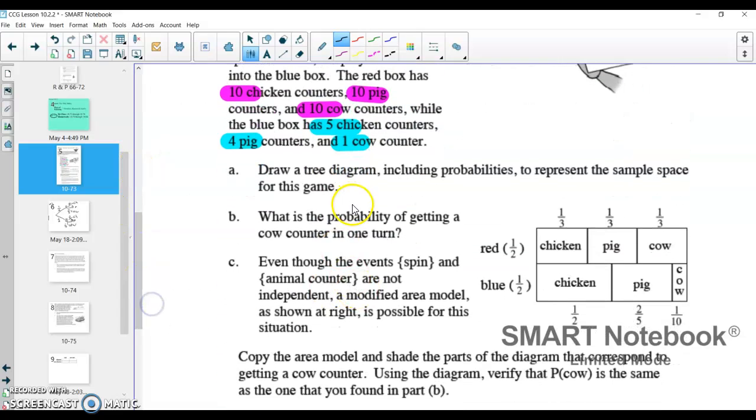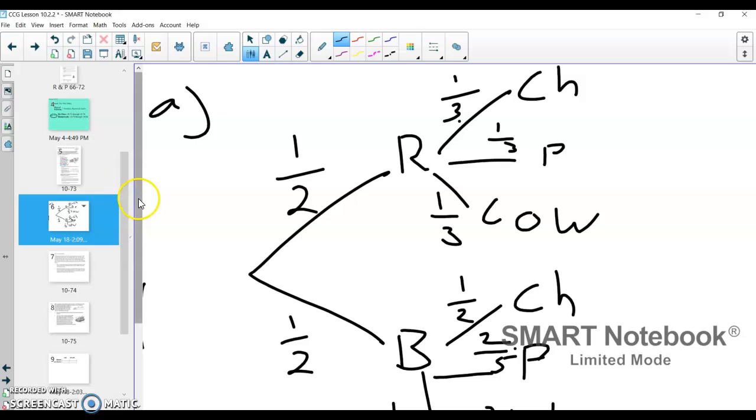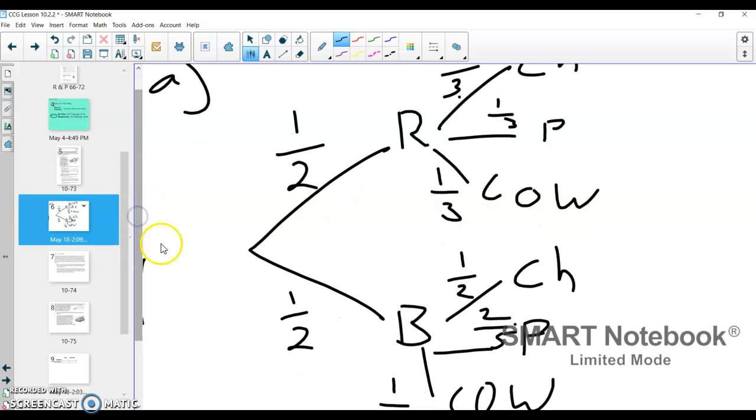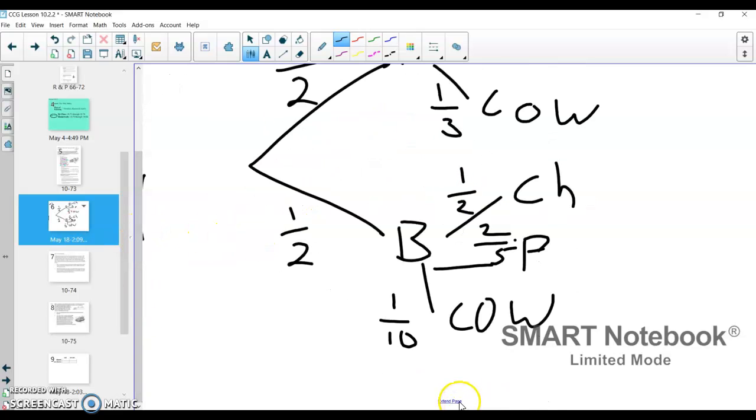All right, so now it's saying, what is the probability of getting a cow in one turn? And it doesn't specify that we need to get a red cow or a blue cow. It's just saying cow in general. And so we've got to follow both ways that you can get a cow and add those two probabilities together. So one way you can get cow is the red route. You could do 1/2 probability and then down the 1/3 line to get a cow. And so you multiply down your branch. And so 1/2 times 1/3 will give us that probability.